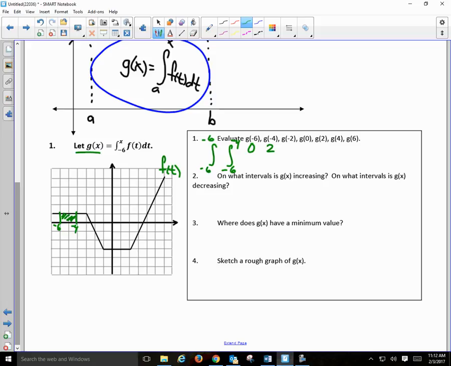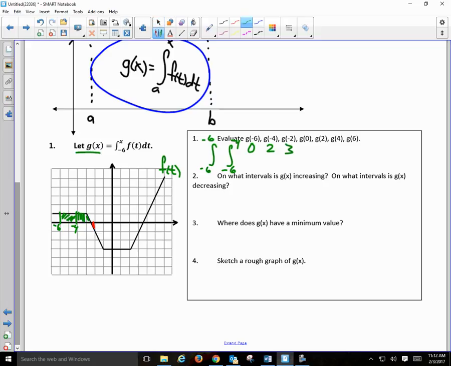How about g of negative 2? It looks like I pick up this positive box there, but then I have another little bit of positive area and a little bit of negative area. Would you say that that positive and negative approximately cancel each other out? So I just pick up one more box of area. So I get 3.